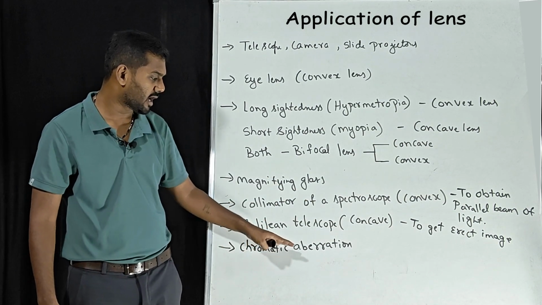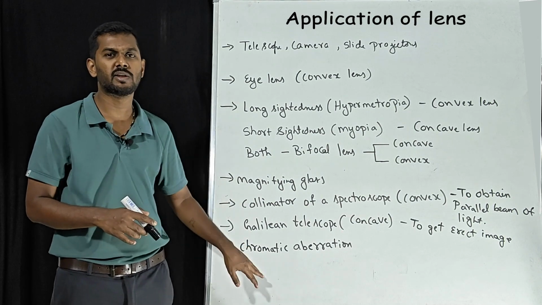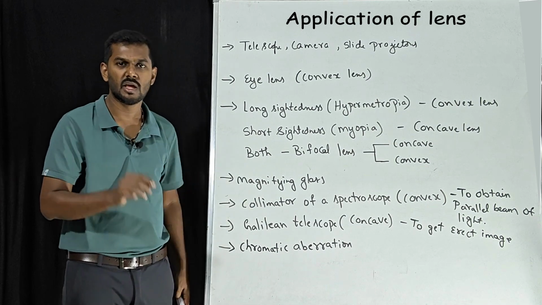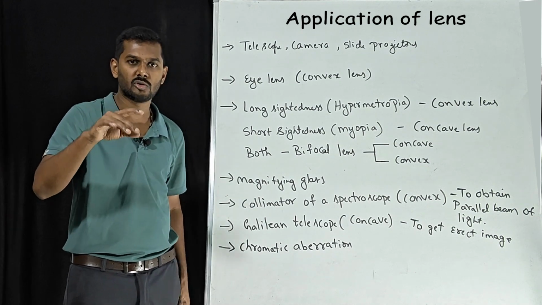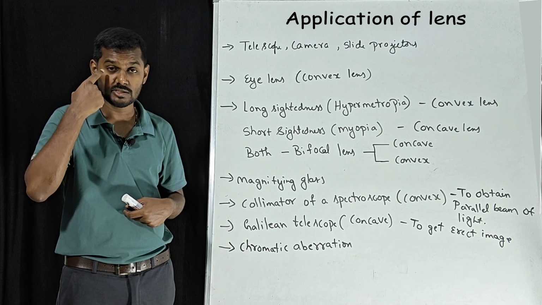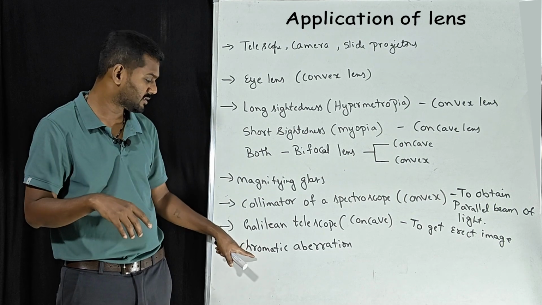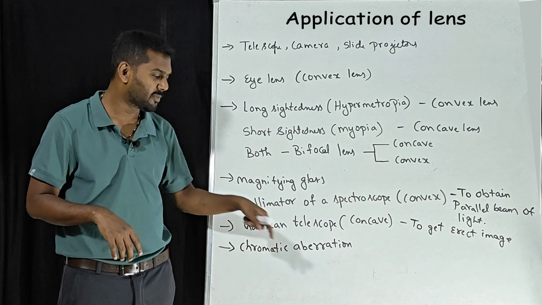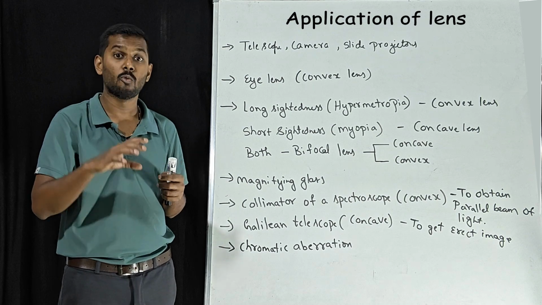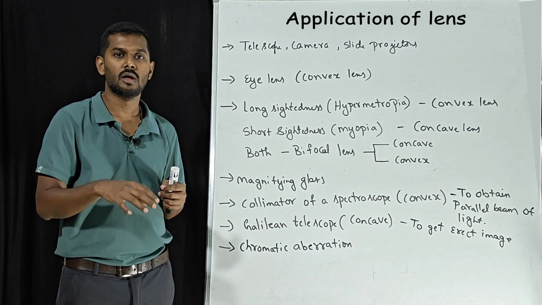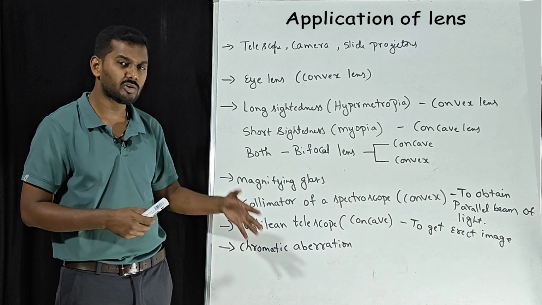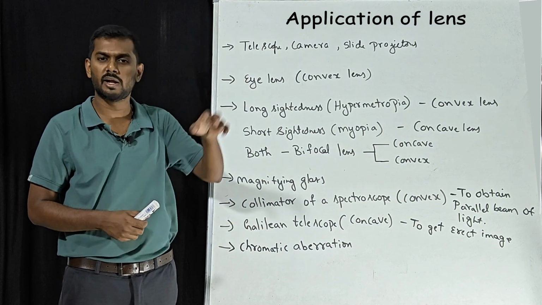Then chromatic aberration. This one is very important and it is very simple to understand. Listen, chromatic aberration means whenever you see any object using a microscope, telescope or camera, or we have lens in our eyes, wherever we have a lens, this problem may occur. Chromatic aberration means some images will be overcolored or blurred. So we are going to get a blurred image or overcolored image, correct?